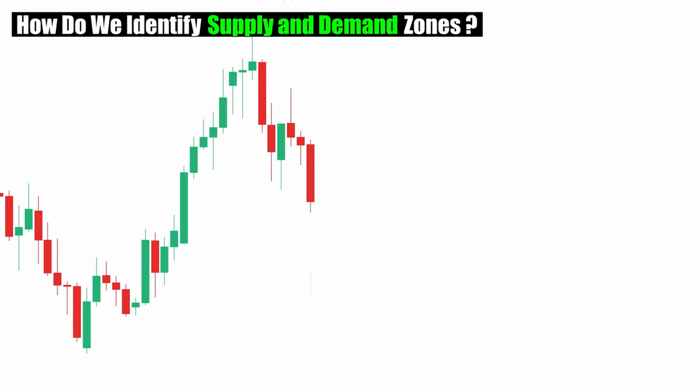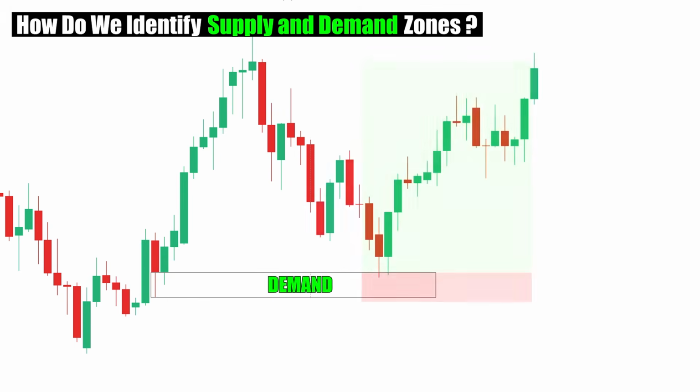Now, here's a tip for when the chart looks messy or hard to read. You can sometimes use the wick of the candle instead of the entire body. Why? Because the wick covers the full range of that move, and it often marks a strong area where institutions placed orders. These wick-based zones can actually give you a higher probability entry in the future.